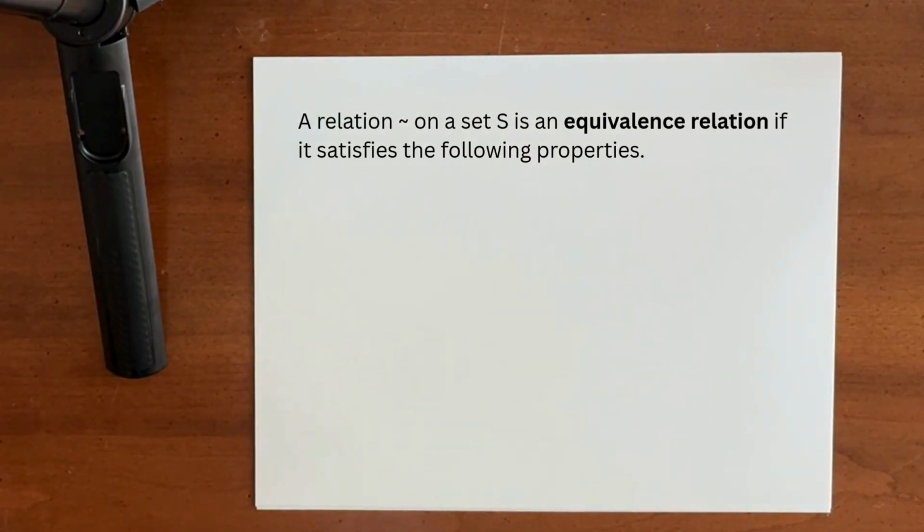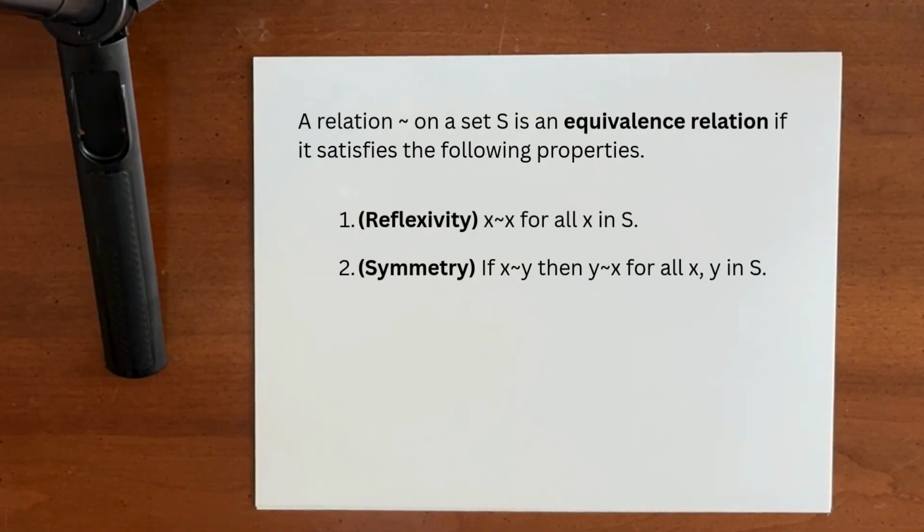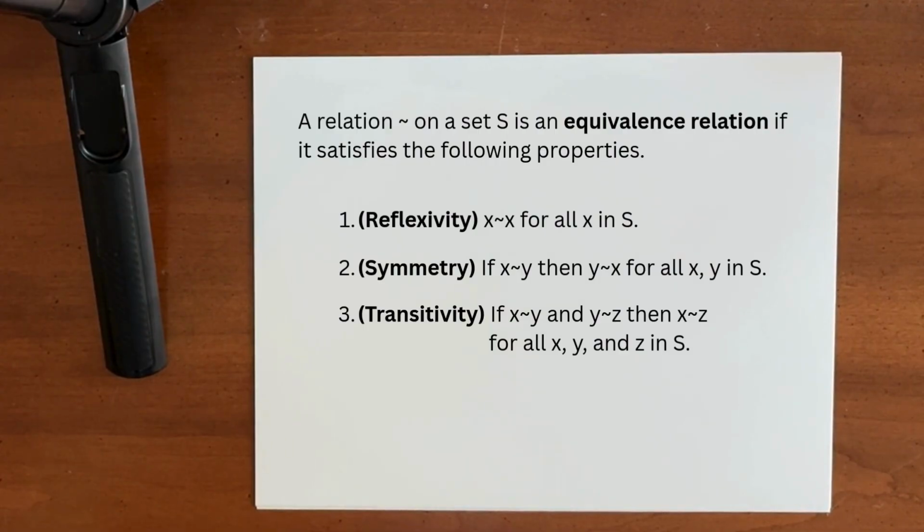A relation is an equivalence relation if it satisfies three properties: reflexivity, where every element is related to itself; symmetry, where if x is related to y, then y is related to x; and transitivity, where if x is related to y and y is related to z, then x is related to z.